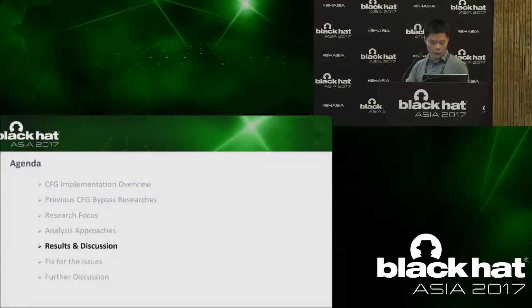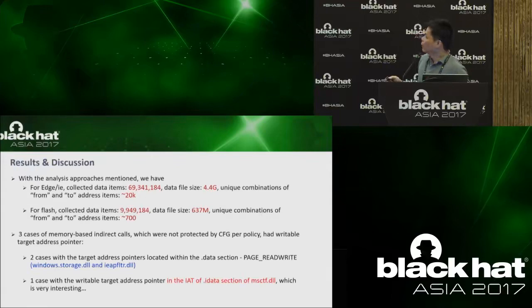Okay, so let's talk about some results we obtained using this method. Using the analysis method we just mentioned, we collected on Edge and IE about 70 million indirect calls, and the data file size is about 4.4 gigabytes. After filtering out all those register-based indirect calls and all the duplicates, we ended up with a unique combination of from and to addresses of about 20K.